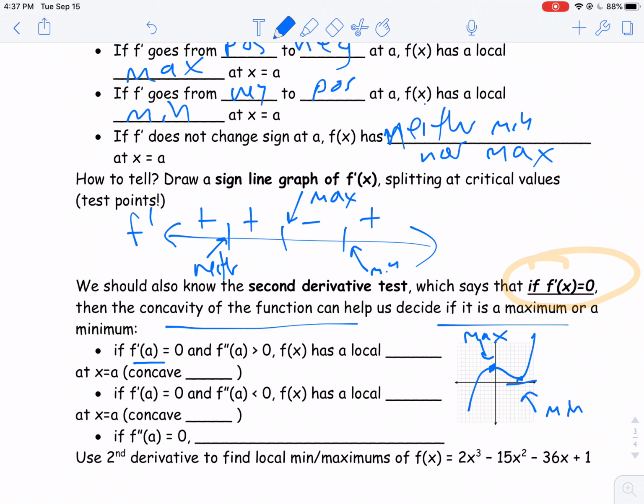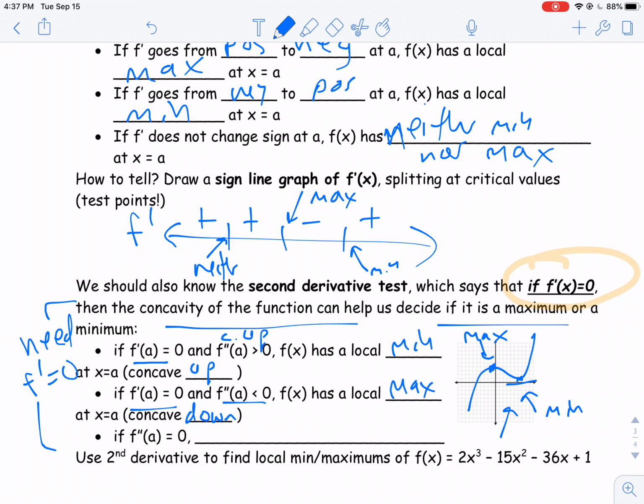So if your first derivative is 0, and that's crucial, like for all of these, you need your f prime to equal 0. You need to have a critical point. If your first derivative is 0 and you're concave up, that's the situation where you have a local minimum. The second case is if your first derivative is 0 and the second derivative is negative, that means you are concave down. That means you have a local maximum. And again, we can see that over in the picture there.